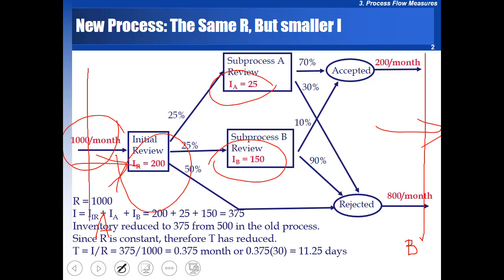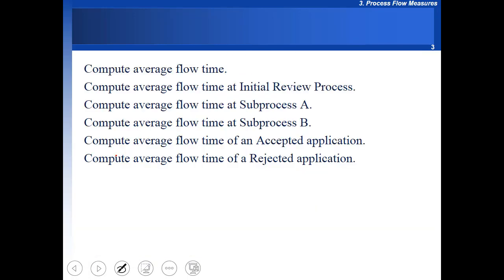Now let's go inside each of these subsystems and compute things like this. Compute flow time at the initial review process, at subprocess A, at subprocess B, compute flow time of an accepted application, and compute flow time of a rejected application, right?